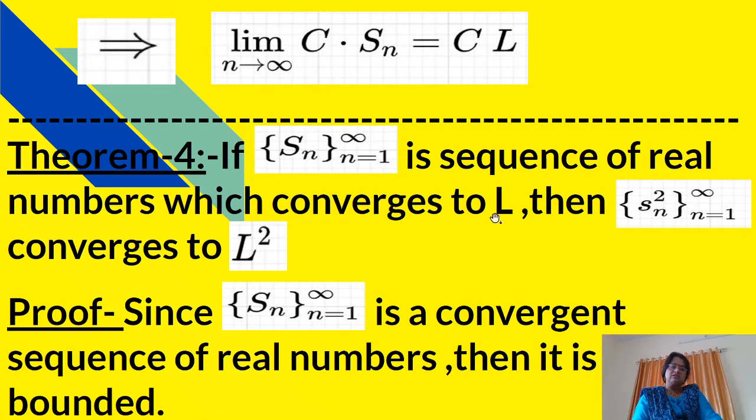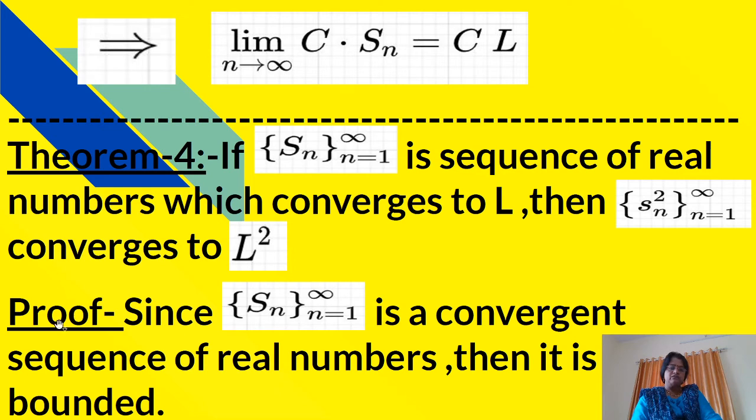Now consider theorem 4. If Sn, n from 1 to infinity, is a sequence of real numbers which converges to L, then Sn square, as n from 1 to infinity, converges to L square.